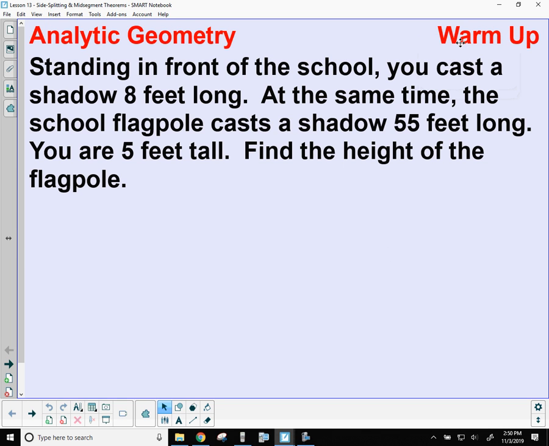Hey, here we are, lesson 13, side-splitting and mid-segment theorems. This is also going to be lesson 14, you'll see in a second.